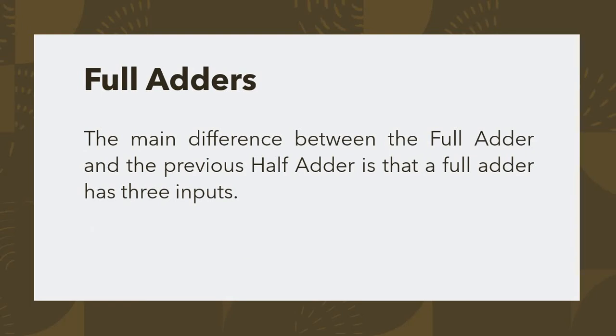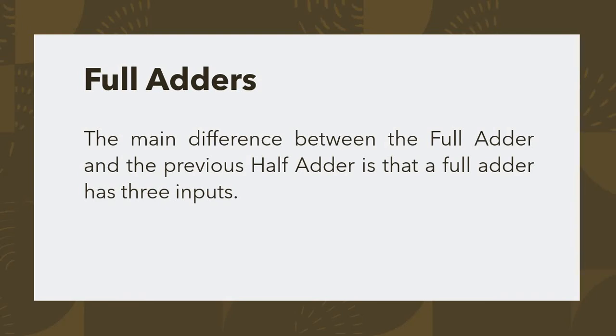So, full adder. The main difference between the full adder and the previous half adder is that the full adder has 3 inputs. Why does it usually have 3 inputs? Because the first two inputs are A and B, and of course the third input refers to the C-in. The C-in refers to the carry output of the previous half adder or previous full adder. So the carry out of the previous full adder will be the carry in of the next full adder.